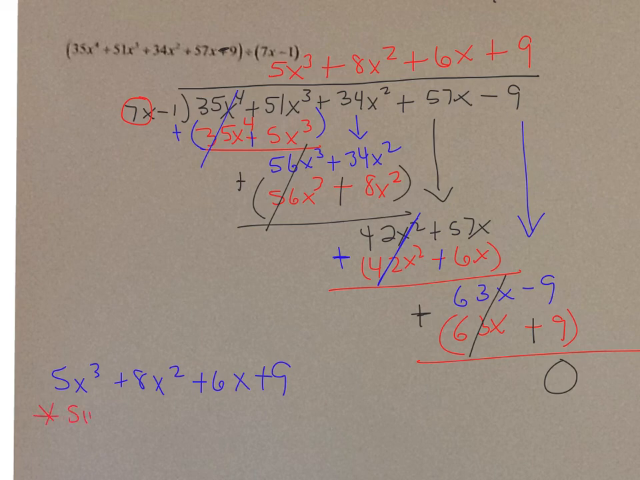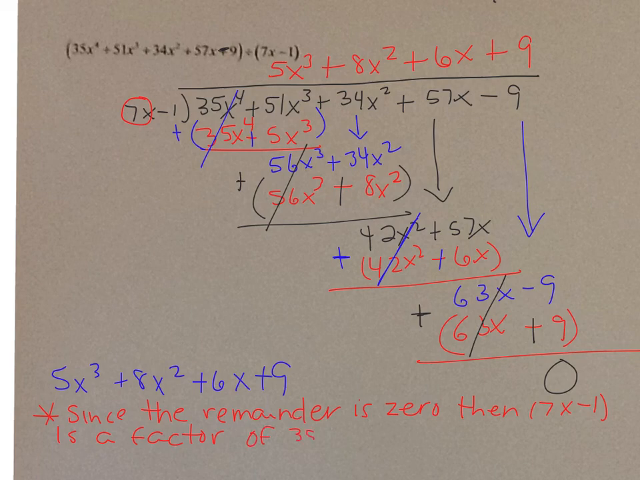Since the remainder is 0, then 7x minus 1 is a factor of 35x to the fourth plus 51x to the third plus 34x squared plus 57x minus 9.